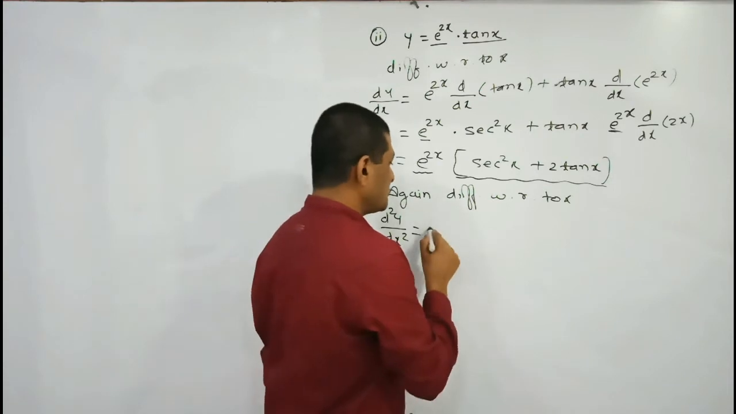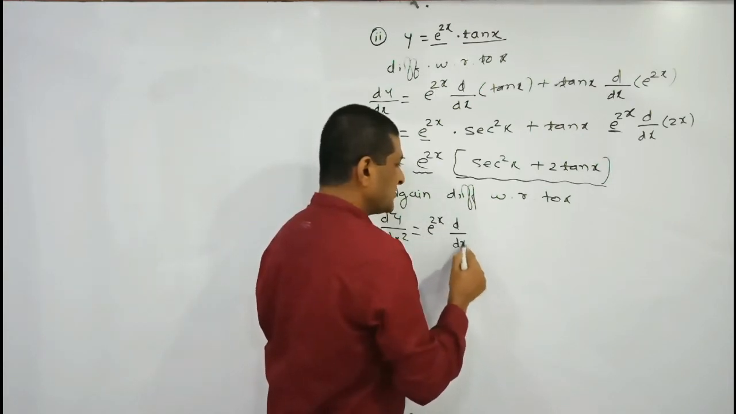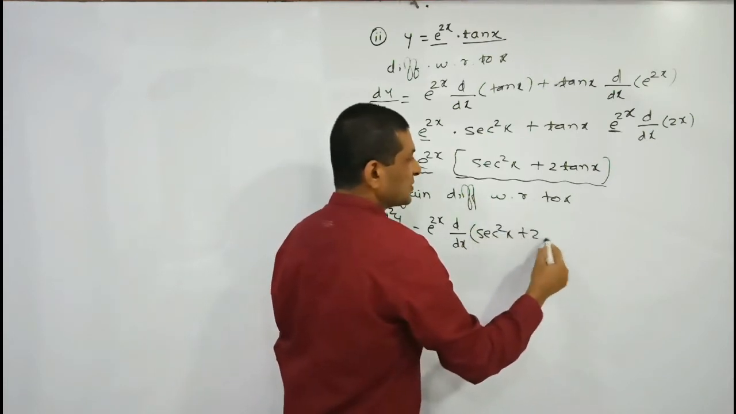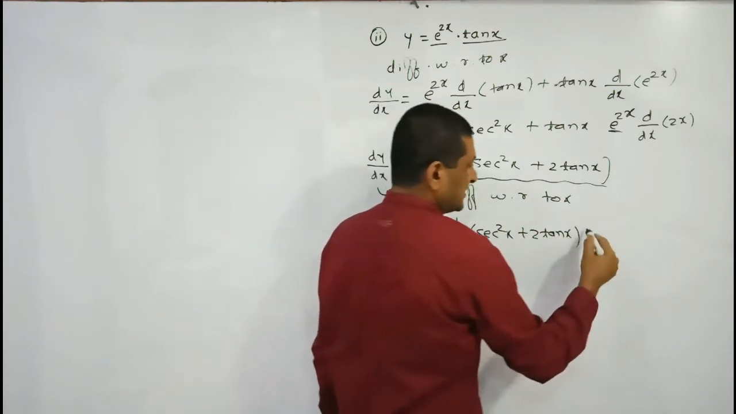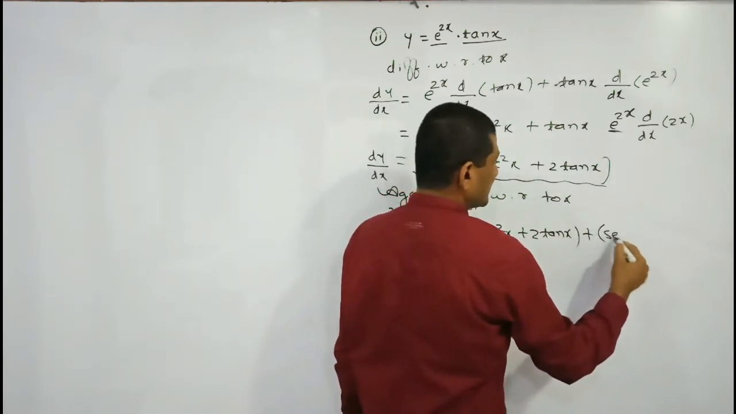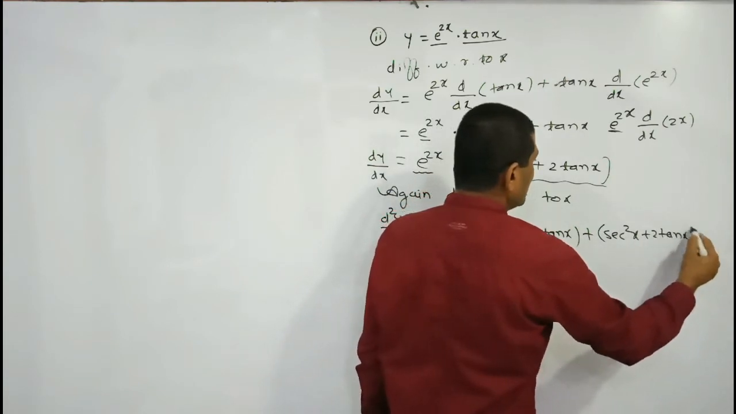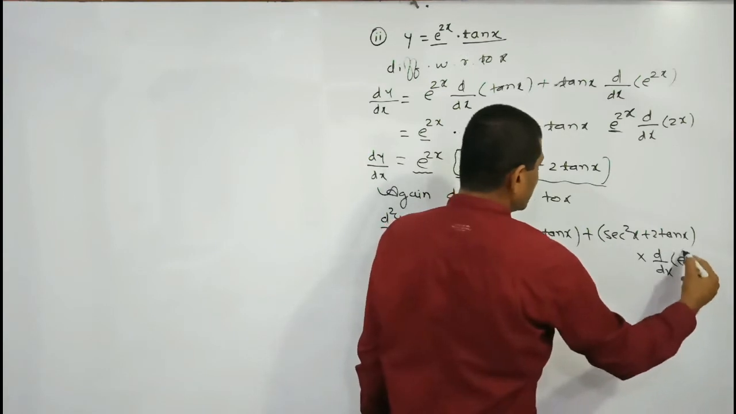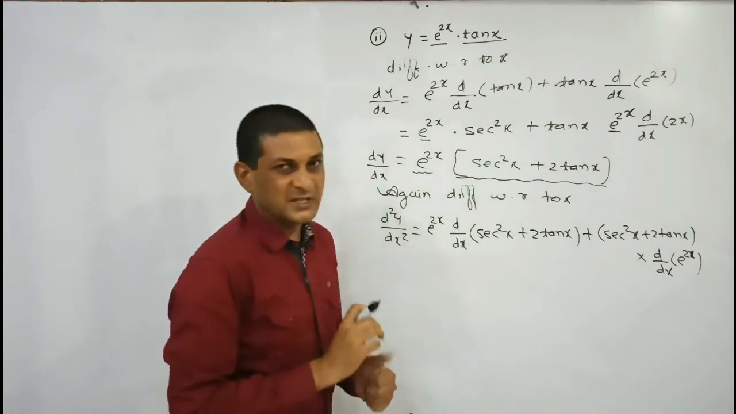So again according to the product rule, keep the first term as it is into the derivative of the second term. What is the second term here? Sec square x plus 2 tan x. Then the second term as it is, means sec square x plus 2 tan x as it is, into the derivative of the first term. What is the first term here? Into the derivative of e raised to power 2x. Just simply we have substituted the values in the product rule.